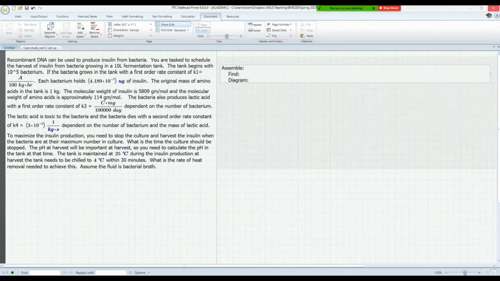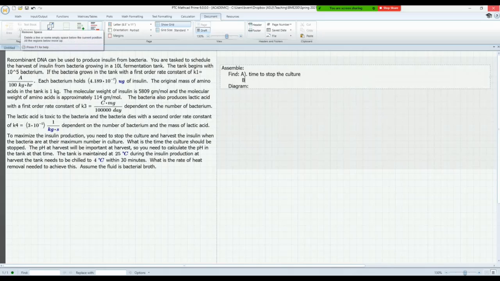All right, so let's think about a find statement for this problem now. If you read through that, you'll see that it's asking primarily for three different things. One is the time that you need to stop the culture. I'm going to stop. So likely that's when the bacterial population is at the max.